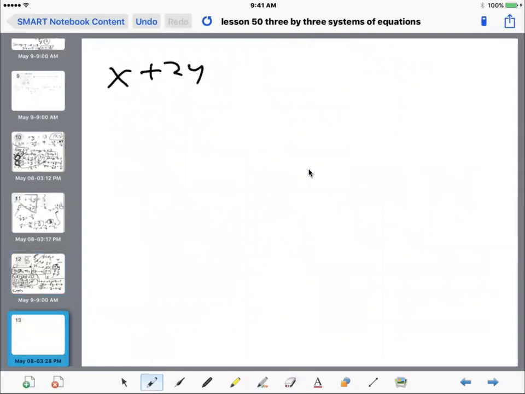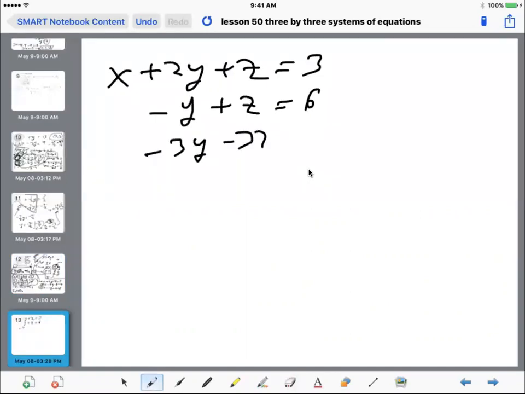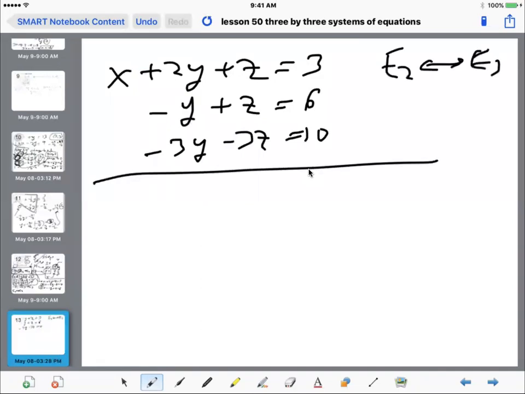x plus 2y plus z equals 3. Negative y plus z equals 6. Negative 3y minus 3z equals 10. That was E2 swap with E3. And now I can easily make that into a 1 by doing negative E2 becomes E2.